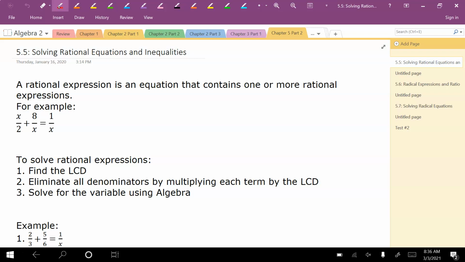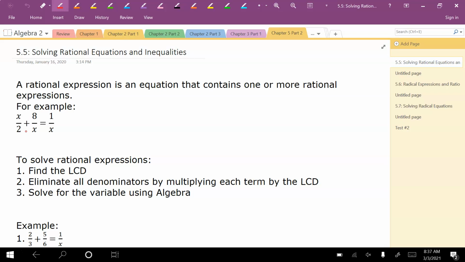Remember, a rational expression is an equation that contains one or more fractions. Okay, so rational means that you have like a fraction. So for example, x over 2 plus 8 over x equals 1 over x would be an example of a rational expression. Notice how you have an x, and so what we would want to do is figure out what does x equal in order for all of this to balance on either side of the equal sign. So when I plug in x's and I have those as fractions on the left side and I add them, it's the same thing as when I put 1 over whatever x should equal there.